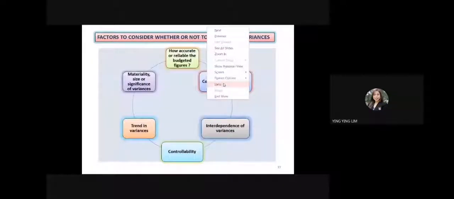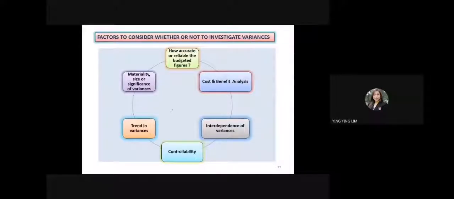So the variance analysis here, as we mentioned, is a very tedious process, alright? So you have to investigate your material, your labor, your variable overhead, your fixed overhead, your sales price variance, your sales volume variance. So all these tasks are very tedious. So what are the factors that we need to consider on whether or not we should investigate the variances?